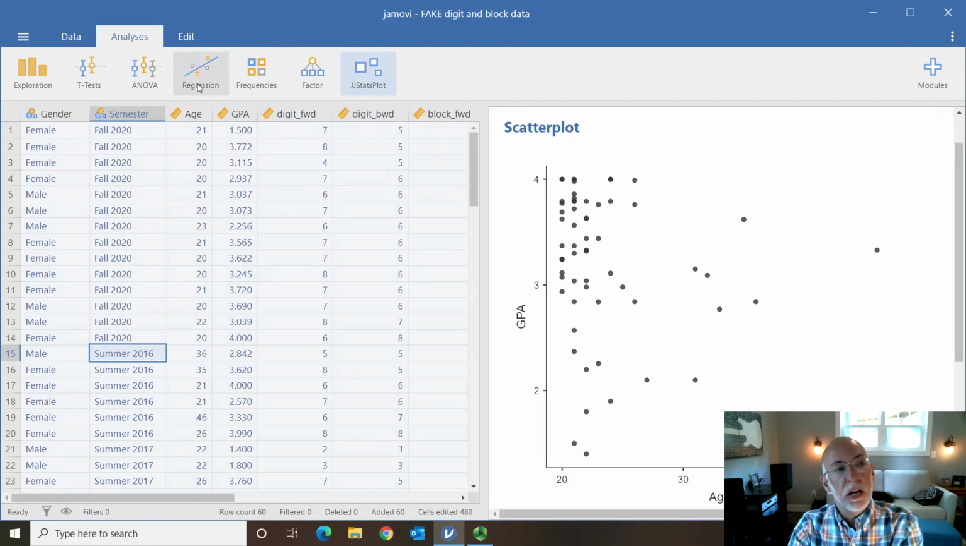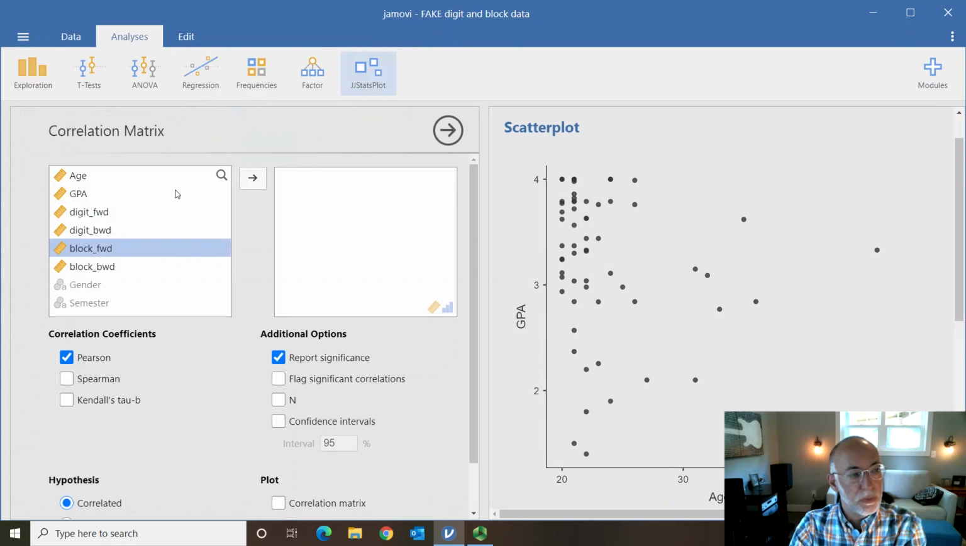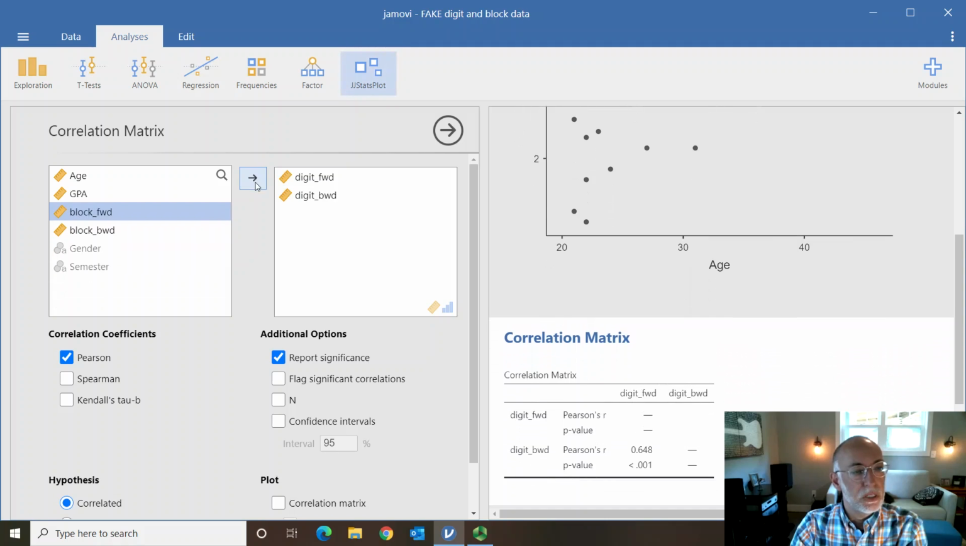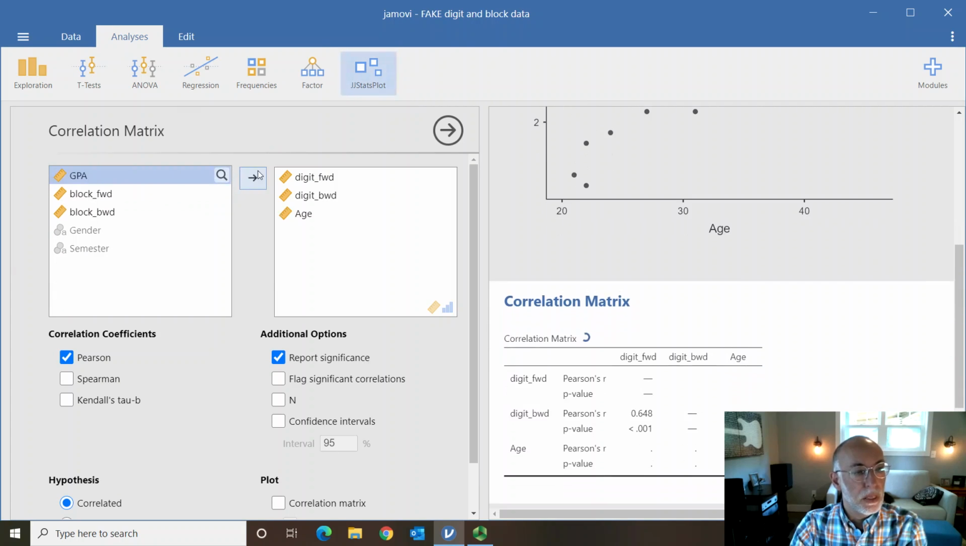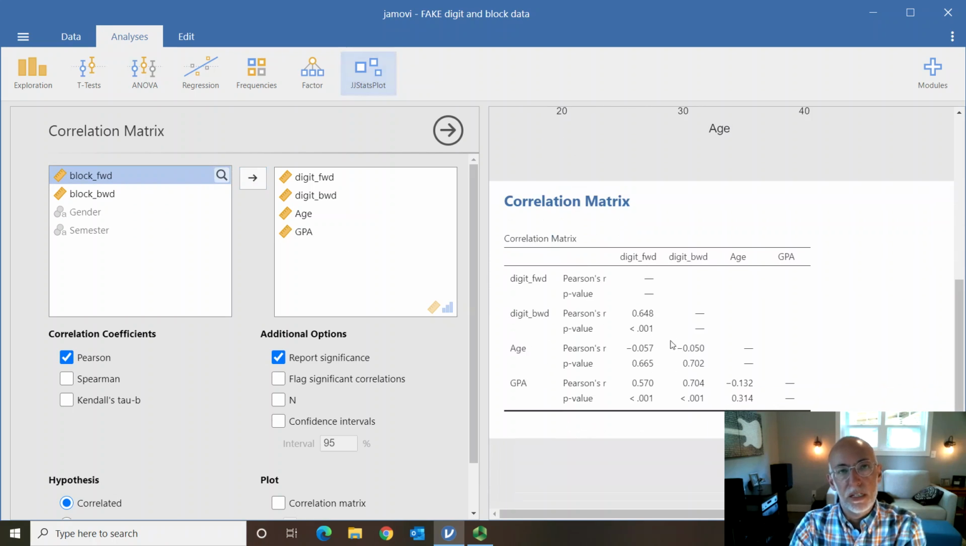The next thing we'll do is calculate correlations. They are under the regression tab. Ask for a correlation matrix, and you can put them in any order, and it will take any continuous variable in Pearson R. So we can take forward digit span, backward digit span, age, and GPA, and we'll put them in here. We could add the Corsi block task, but I don't want the data set to get big and messy and hard to teach from.